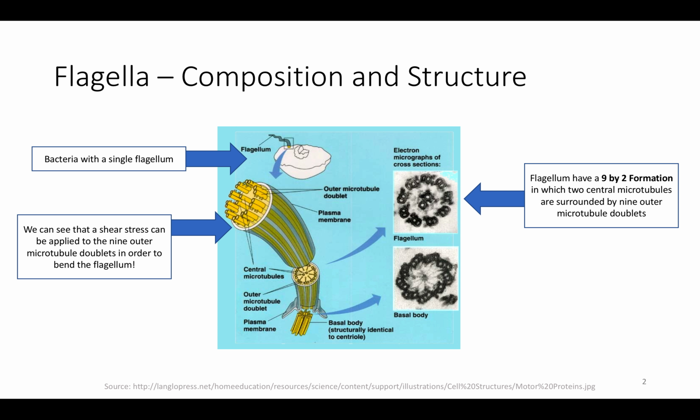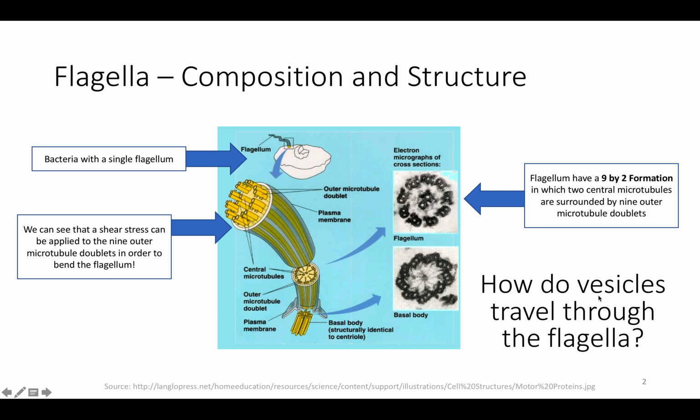During the guest lecture, we learned that a shear stress can be placed on the microtubule doublets within the flagellum, which causes the flagella to bend, and then it can beat back and forth in a pseudo-sinusoidal manner, which causes the thrust that the bacteria would use to push itself through the medium that it exists in. Okay, so your question must be, how do vesicles travel through the flagella?